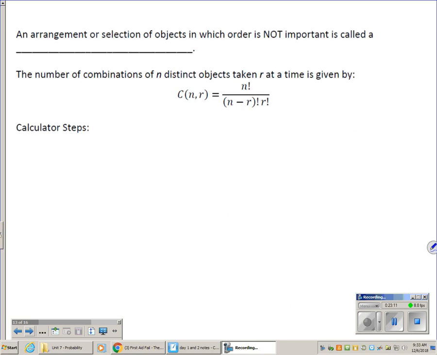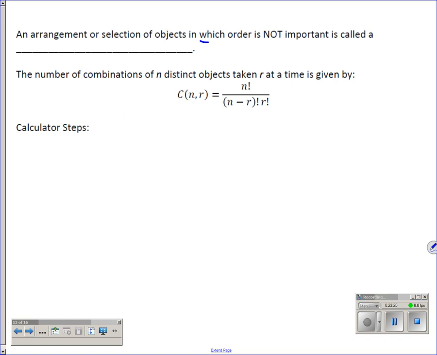Alright, so this next one goes by a lot quicker because now we know what a permutation is. Combination is the same thing, just a little bit different. You do the same exact steps, same exact process. You just have to identify the difference between the two. So now we're talking about an arrangement or selection of objects in which order is not important. We're just taking out distinct groups. That's called a combination.